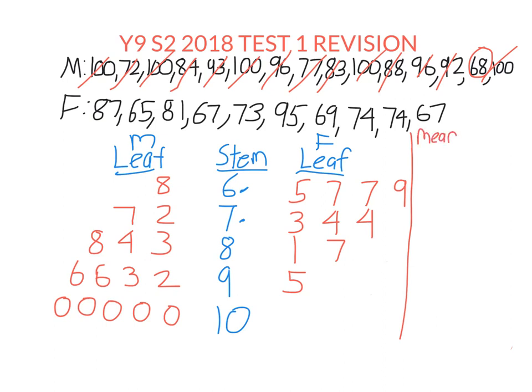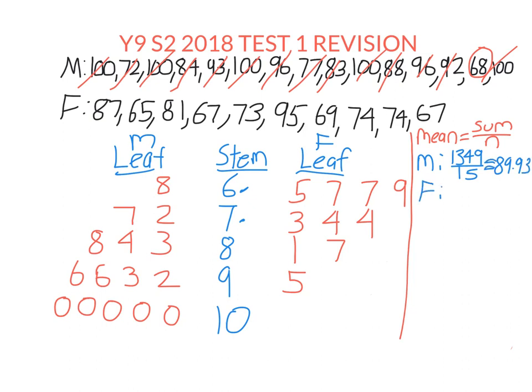So remember, the mean equals the sum of all the scores divided by how many there are. It's colloquially called the average. So for males, if I add up all the scores, I get 1,349, and I divide by 15 because there are 15 scores. So if you do that, you should get 89.93, approximately. So that's the mean for males.